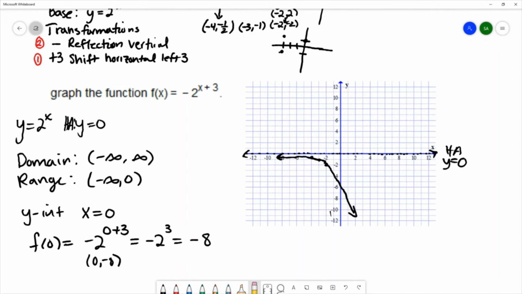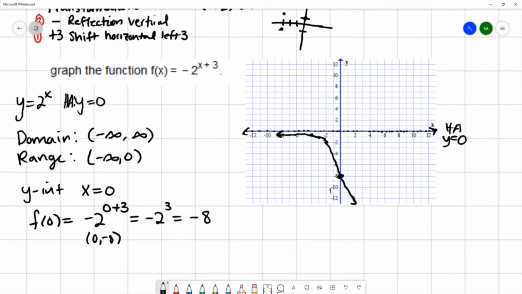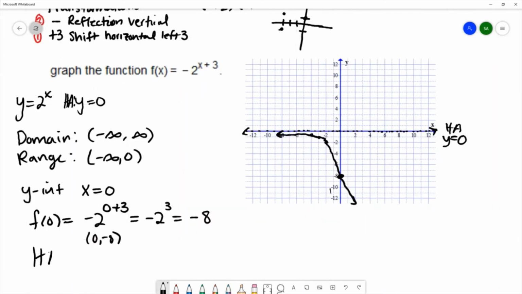So I could do a little bit better job of drawing this portion of the graph now that I know where that y-intercept is. And the graph will cross at negative 8. And finally, we have our horizontal asymptote, which I already mentioned is at y equals 0.